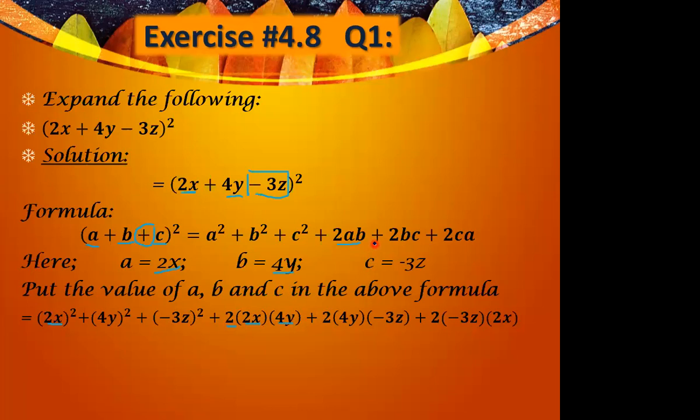Then move on, this is plus sign. Okay, then this is 2, you will write here 2, then this b. What is term b here? Term b here is 4y in bracket, and term c here is minus 3z. So you will put each and every value inside the bracket. Last one is plus 2ca. So you will write here plus 2, value of c is minus 3z, and then a, which is equal to 2x. Now in the next step, simply you will take the square.